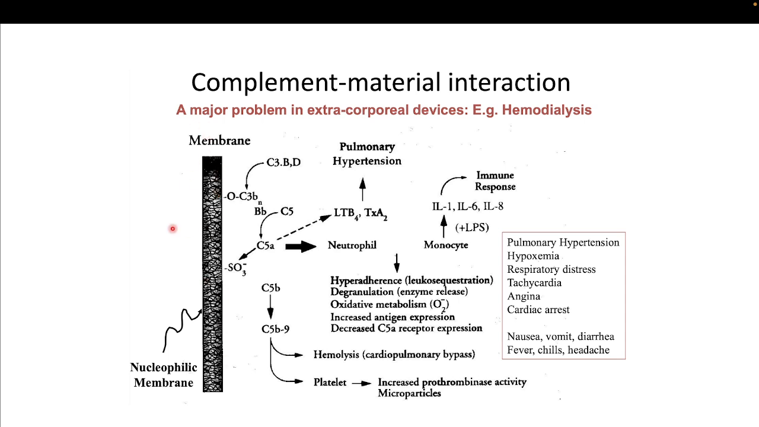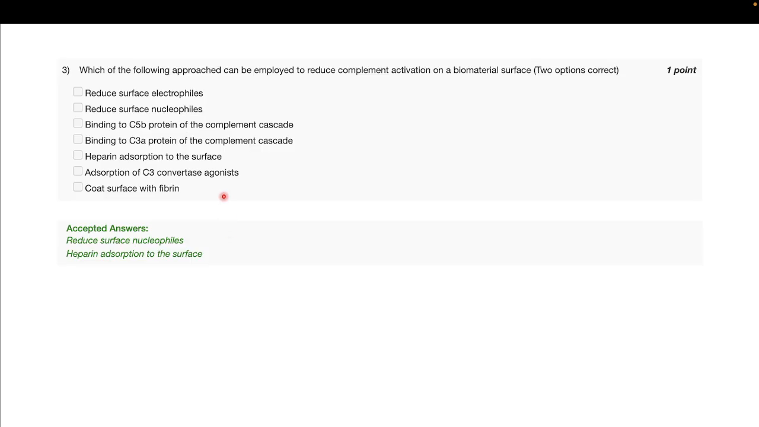So let's say this is your device and this is the membrane, your drug is going to flow from here to here, and your membrane has a lot of negative charges. So your C3b finds it very compatible to go and attach itself to the surface. In that process, this will get activated, and then subsequently this will start activating other proteins of the complement system, which will then cause a lot of problems, and it will then lead to a lot of immune reaction. So the one way you can reduce this complement activation is make your surface less nucleophilic. So that's what we have here, reduce surface nucleophiles.